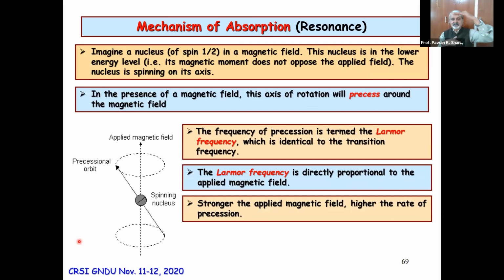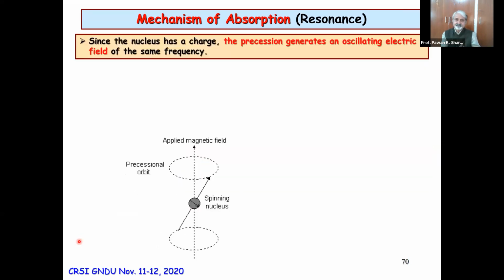Why? Because the more the applied magnetic field, the more is the energy difference between E1 and E2, the more is the population difference. And the stronger the applied magnetic field, the higher the rate of precession. Now, because this nucleus has a charge, the precession also generates an oscillating electrical field of the same frequency. So if a charge is precessing, it would have an electrical component associated with it.